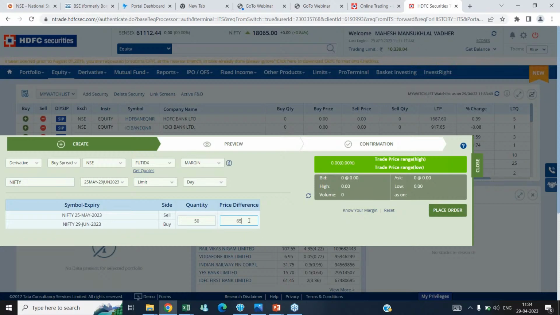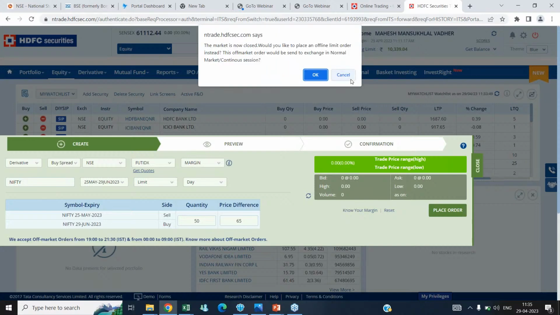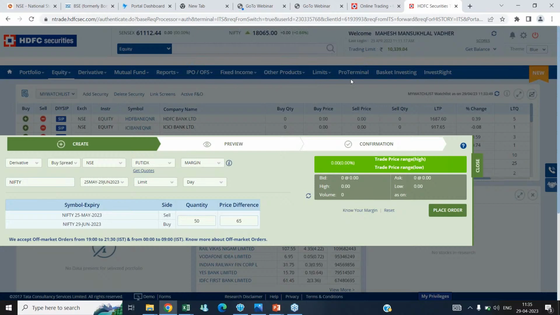So 65 rupees. Automatically what will happen? Your May month will get squared off, that is, it will get sold, and the same position in the June month will get bought. So here, if you place this order, since I don't have any positions in Nifty, I won't be able to place this order. And also, since it's after the market, you cannot place this rollover order, spread order functionality.